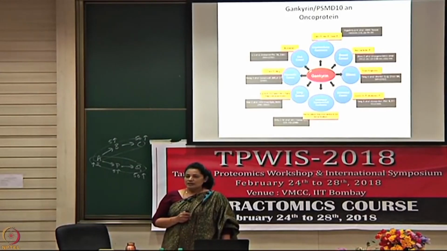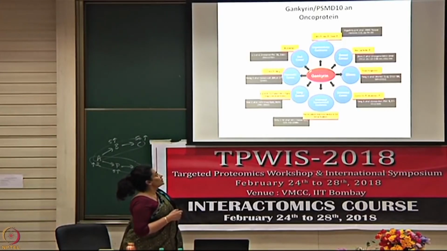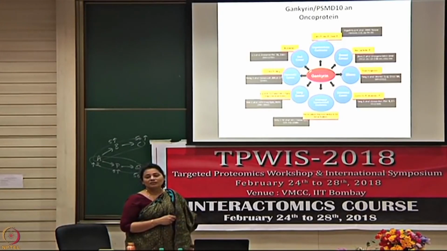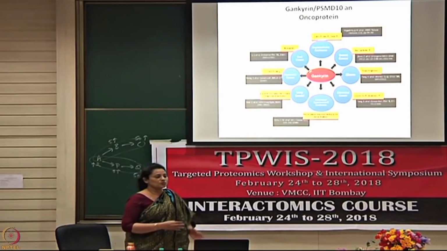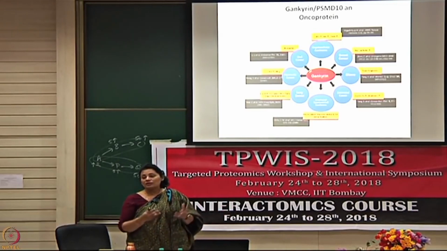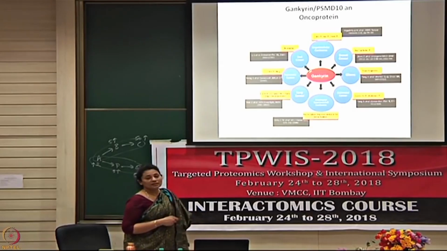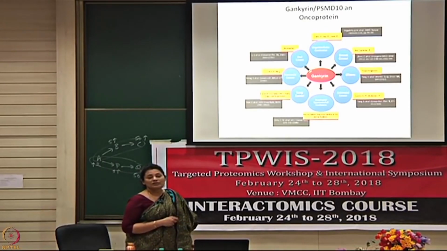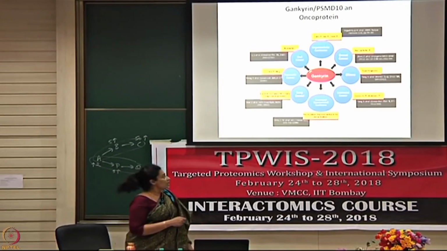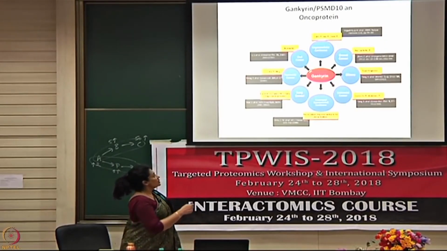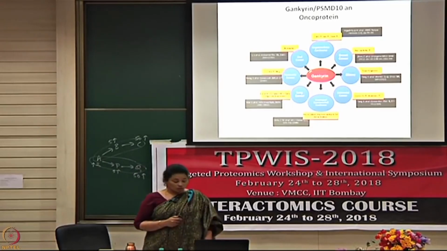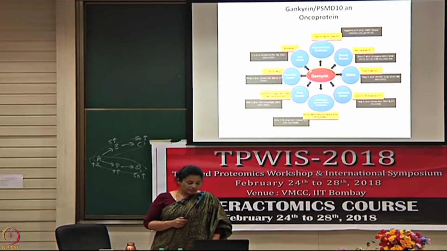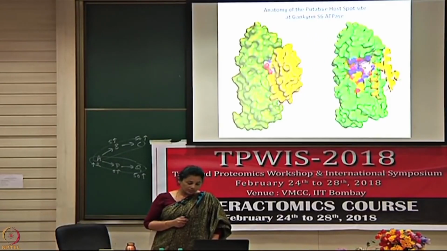So now let's go directly to the example. This is PSMD10 or gankyrin. It is a proteasomal assembly chaperone. Don't worry too much about it. Proteasome is a huge machinery. For it to work, it needs to be assembled from different protein subunits, and these chaperones help in the assembly. And gankyrin also turned out to be an oncoprotein which is overexpressed in multiple cancers. And as you can see in this, it is involved in a plethora of cancers and a plethora of hallmark cancer properties.